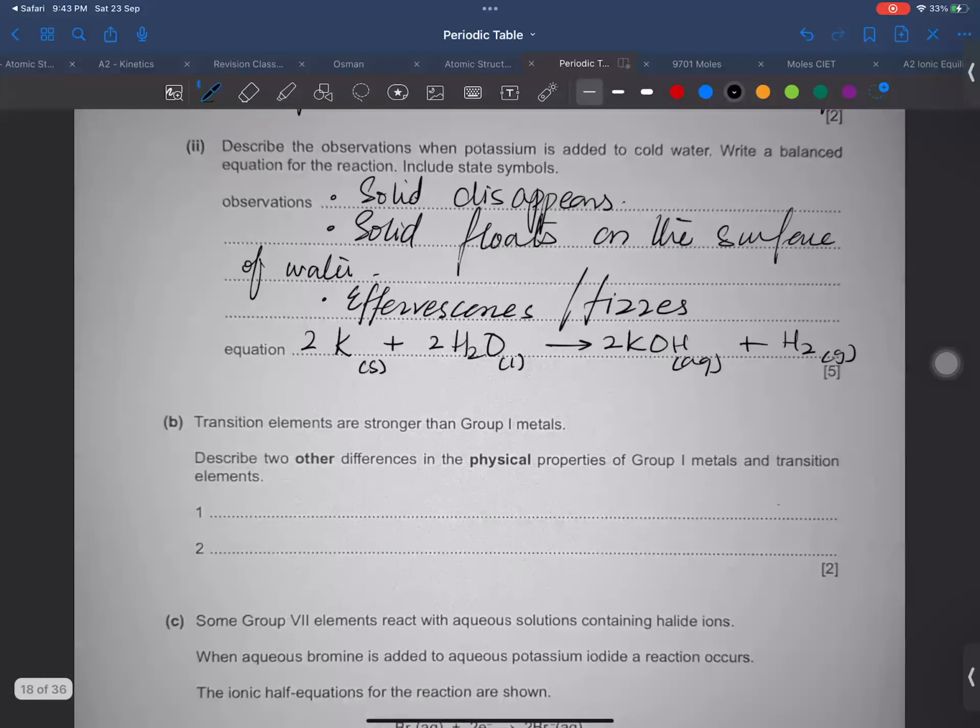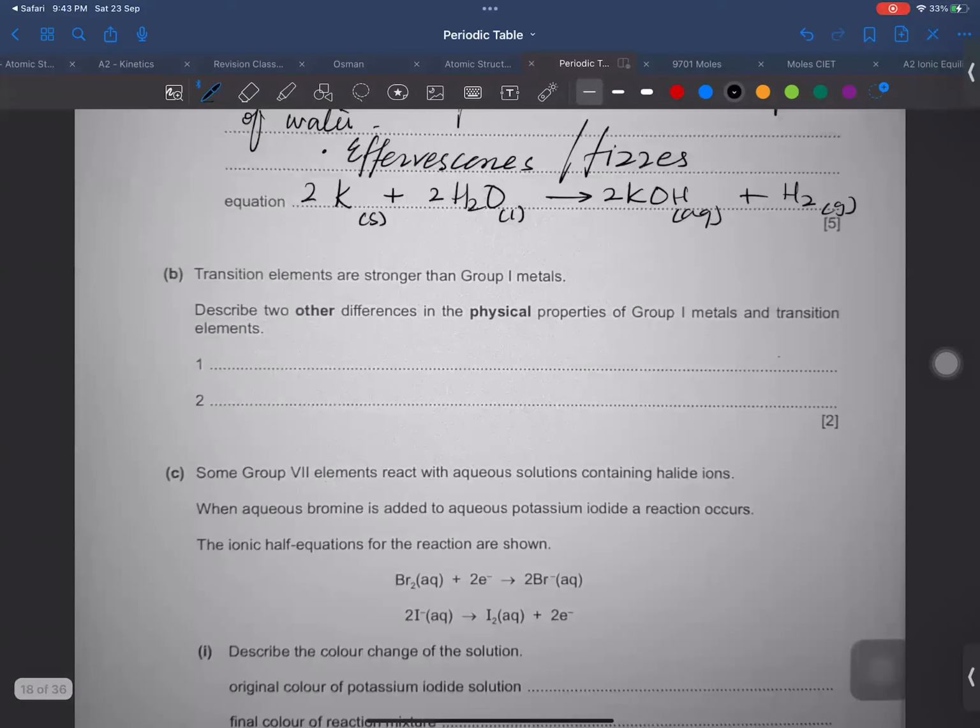Sir, do we have to write this in continuous sentence form or do we have to write them in bullet points? You can do both, right? Because here you are describing different observations, so you can write different observations in different points, or if you want to write in one paragraph, you can, right?